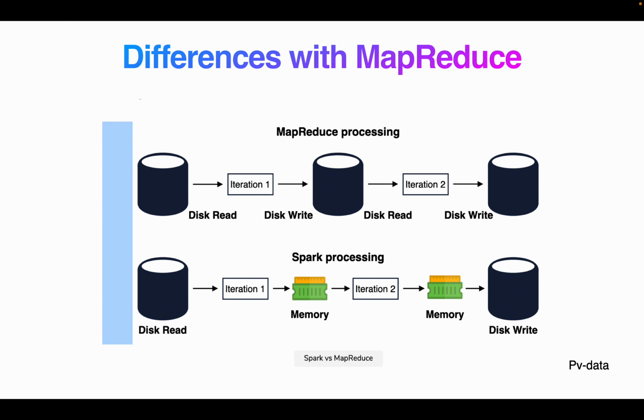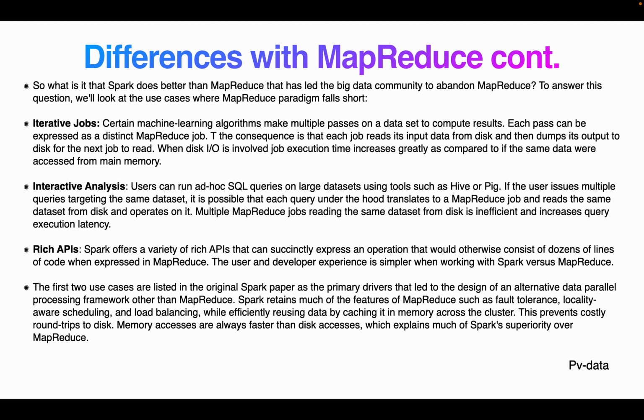So the only difference here you can see is that in MapReduce we write back to disk, while here they keep it in memory. So let's go into the details of the difference from MapReduce. What does Spark do better than MapReduce? Should the big data community abandon MapReduce? The answer is in the question. We will look at the cases where the MapReduce paradigm falls short.